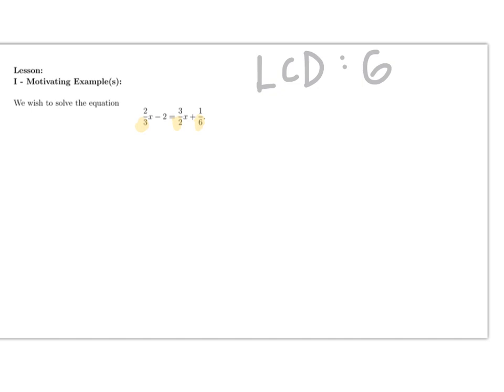So what we're going to do is the inverse of division, which is multiplication. We're going to multiply both sides of the equation by 6. Why would we do such a thing? Well, the inverse of division is multiplication, and since we found the least common divisor of each and every one of the denominators, by the way, 2 is just 2 over 1, so that doesn't really change anything, but it's important to realize that 2 is 2 divided by 1.